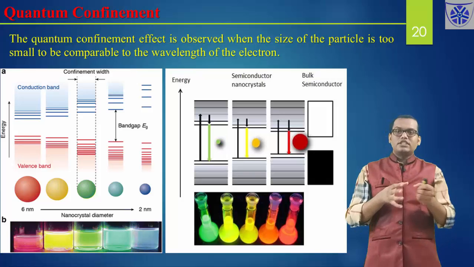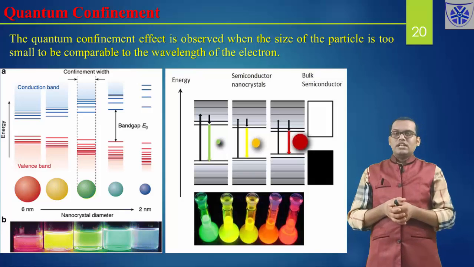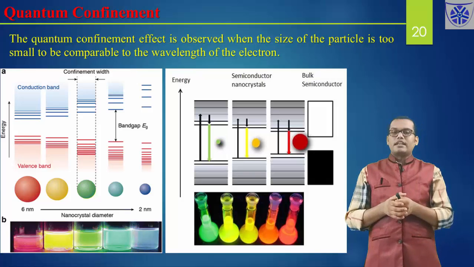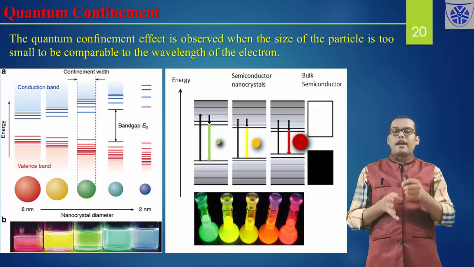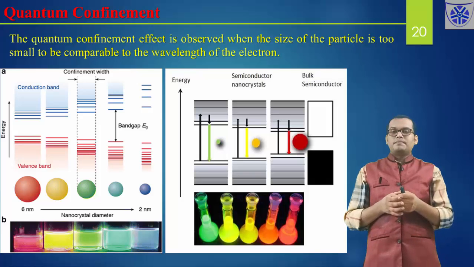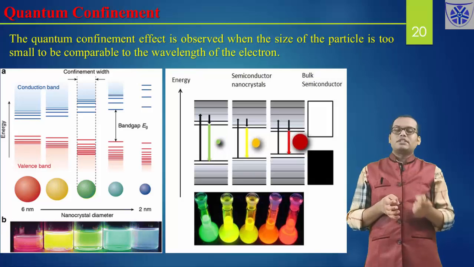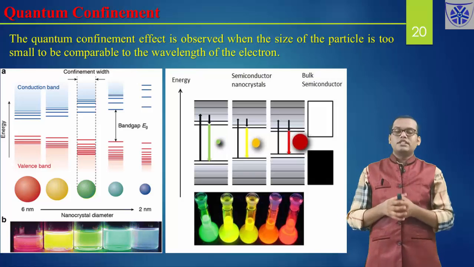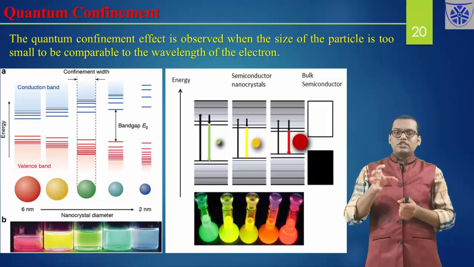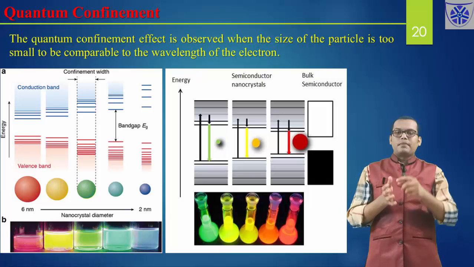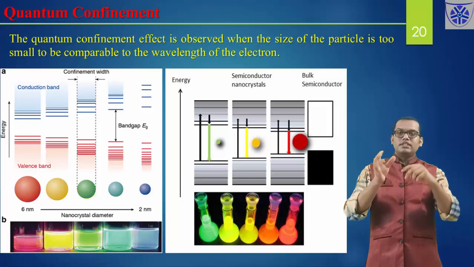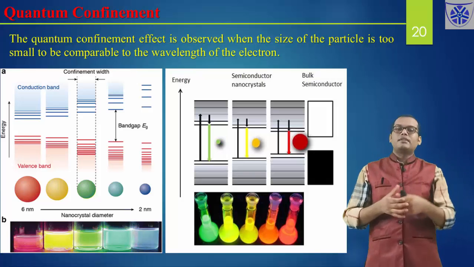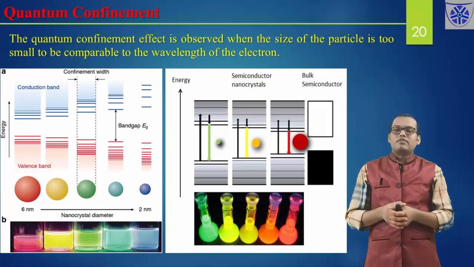But once you decrease the size of the bulk material and go to the nanomaterials, the energy levels get discretized. So you can see the discrete energy levels. And because of that, the band gap of the nanomaterial is increasing. So what is the relation between the band gap and the size of the nanomaterials? It is inversely proportional. If the size of the nanomaterials is small, the band gap will be higher. So bigger size, small band gap; smaller size, higher band gap. So band gap and the size of the nanomaterials are inversely proportional.